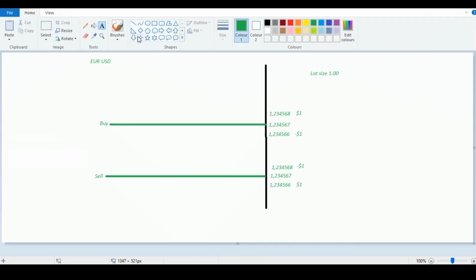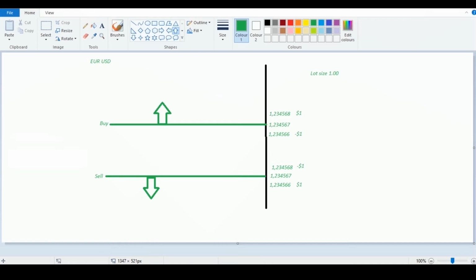So when you are selling, you expect price to move down. When you are buying, you expect price to move up. And that is how you make money. So if you buy and price moves up, you make money. But if price moves down, then you lose money. So if you sell and price moves down, you make money. But if price moves up, you lose money.